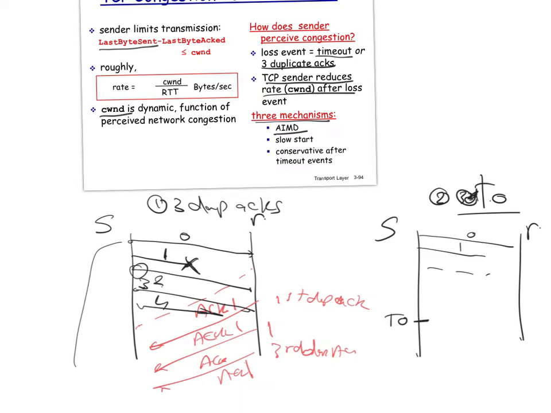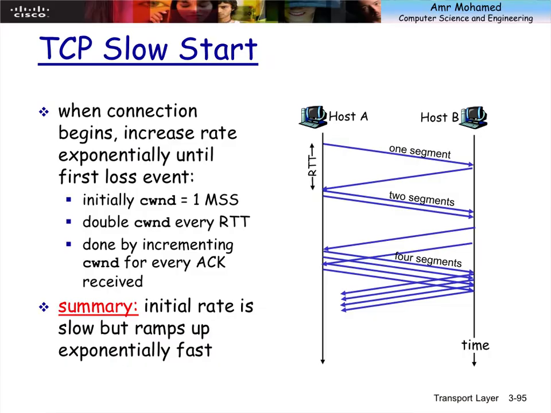One is called AIMD, additive increase, multiplicative decrease. Okay, we have the slow start. As we said at the beginning, we start slow. Right? We increase gradually. But slow doesn't actually mean very, very slow. No. We'll see that TCP actually picks up very fast. Even though it's called slow start, it's slow because we started from a low number. But we have to build up gradually, and very fast, as we will see. And then we have to be very conservative when we get a timeout or when we get three duplicate ACKs.